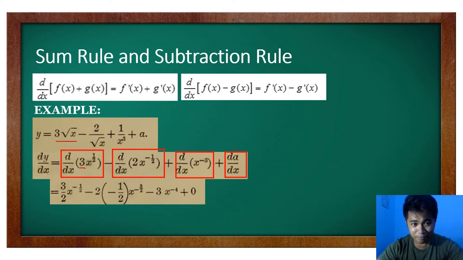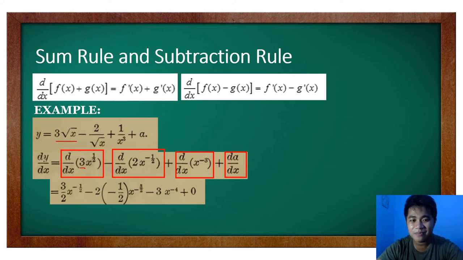And then, same is true with 1 over x to the power of 3. So, since gusto po natin na mas madali siyang intindihin, lalagay natin siya sa numerator. So, yung 1 over x to the power of 3 magiging x to the negative 3. Alright? And then, differentiating a in terms of x. Alright?